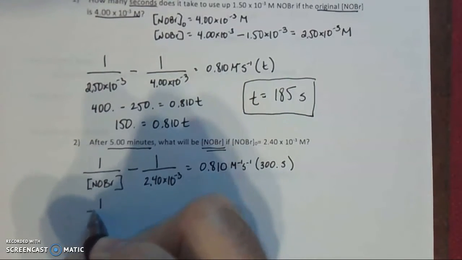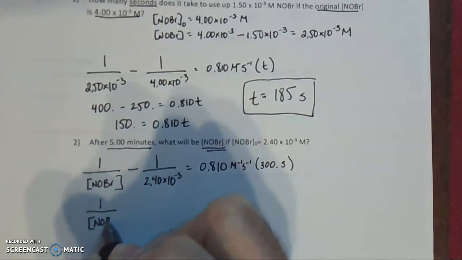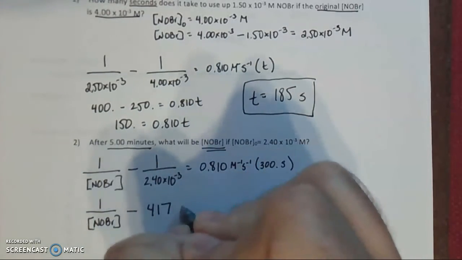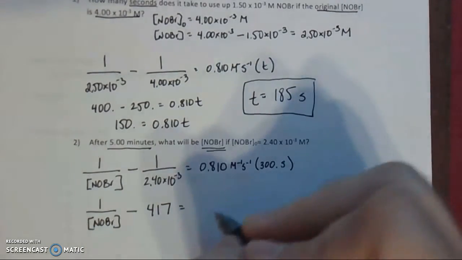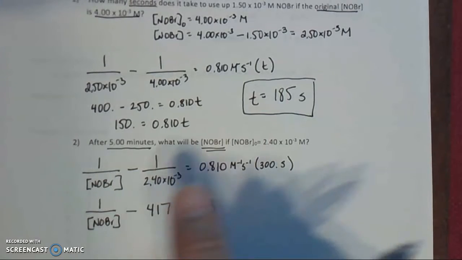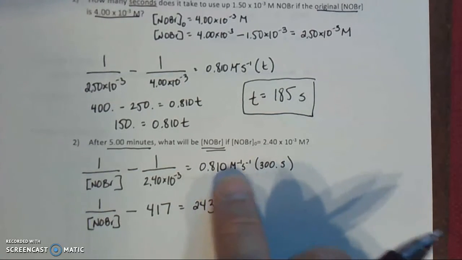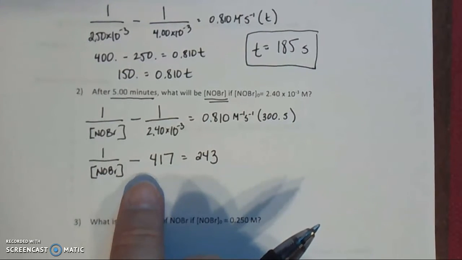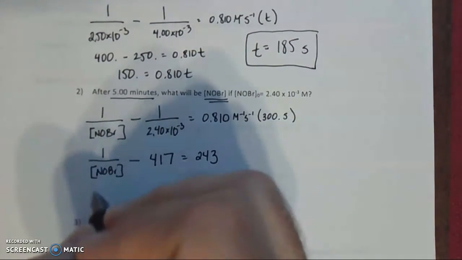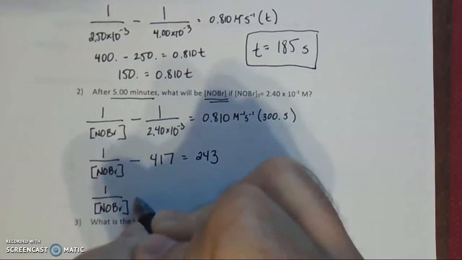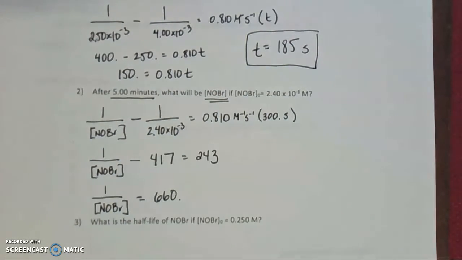So we end up with 1 over NOBr minus 417 is equal to 243. I just took the reciprocal of this value, and I took 0.810 times 300 to give this. To solve this, I'm going to have to add 417 to both sides. So I get 1 over NOBr is equal to 660.